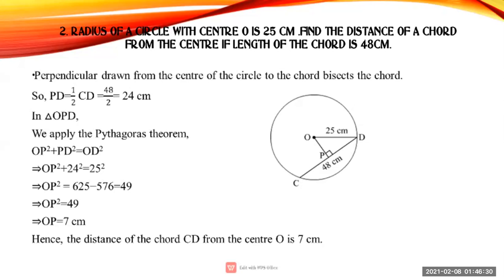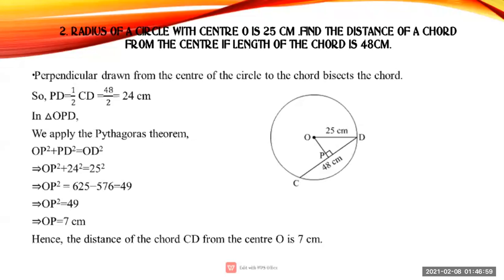What you have to find out is the distance of the chord from the center of the circle. Now first, here we are going to use which property? The same: the perpendicular drawn from the center of the circle to the chord bisects the chord.